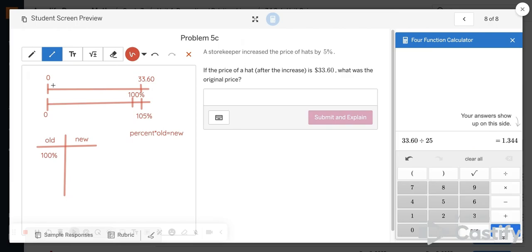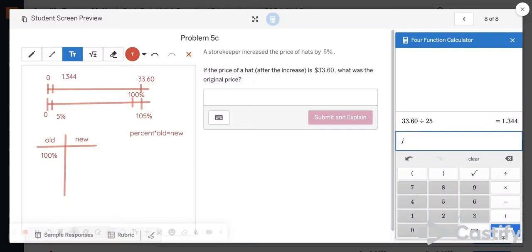So that means way down here at 5% I would have 1.344, and that would be 5%. So to get to 100%, I'm going to take that 5% amount and I'm going to multiply it by 20, excuse me, because there are 25s in 100%. So I'm going to take 1.344 times 20, and that gives me $26.88.